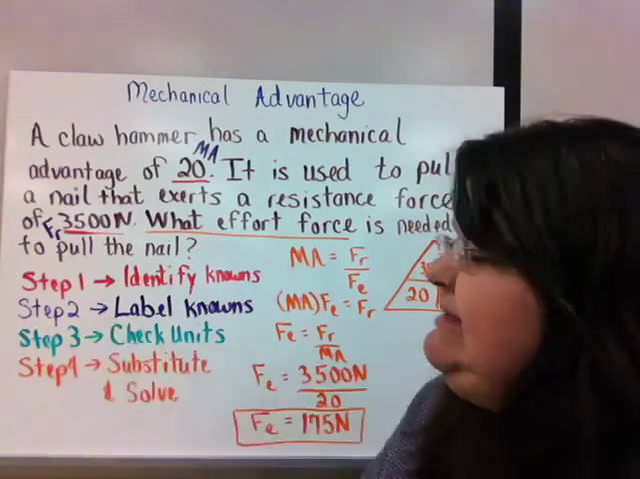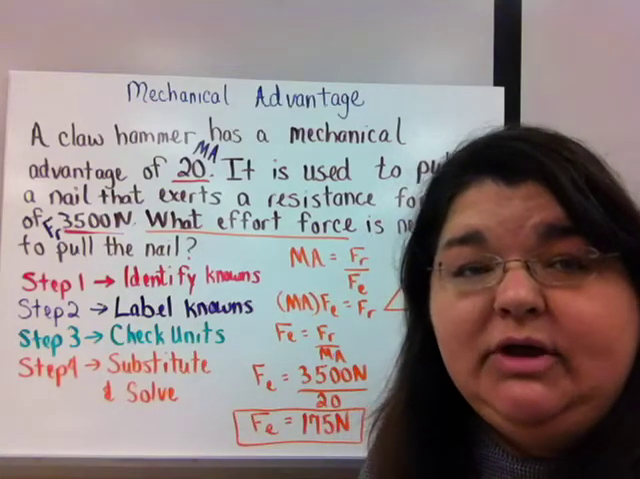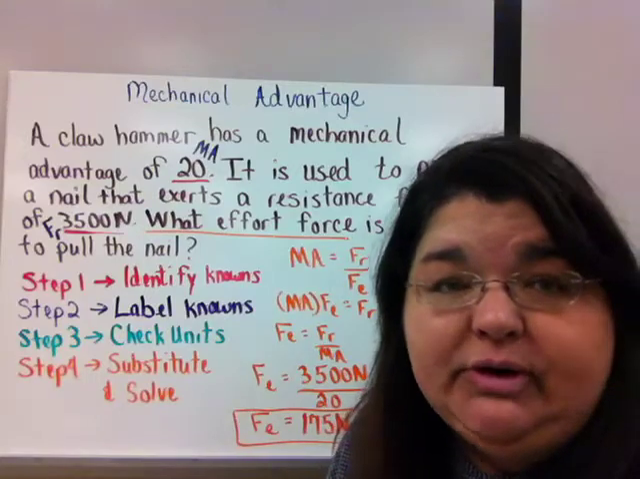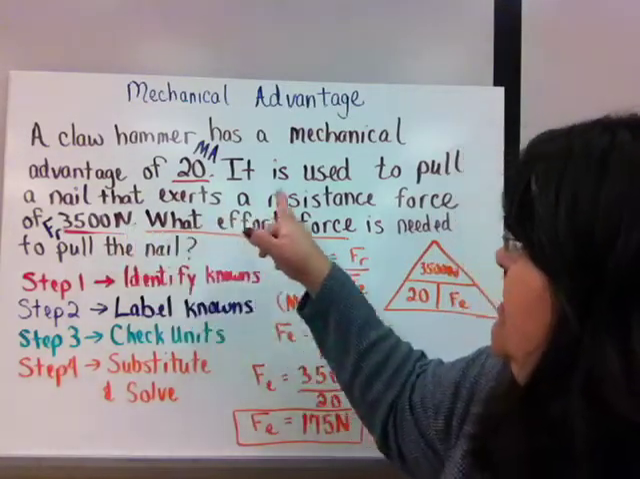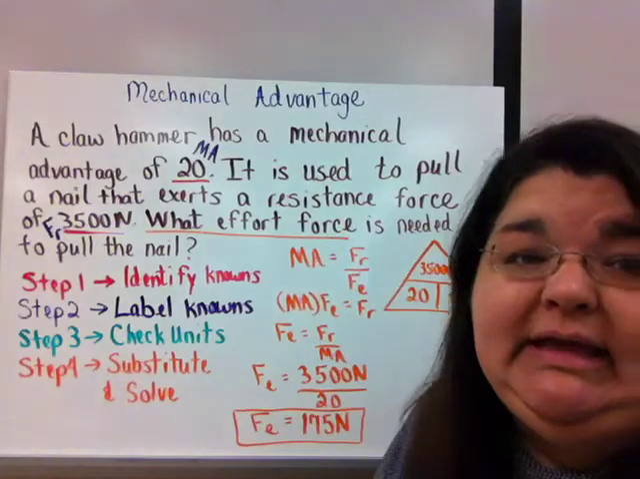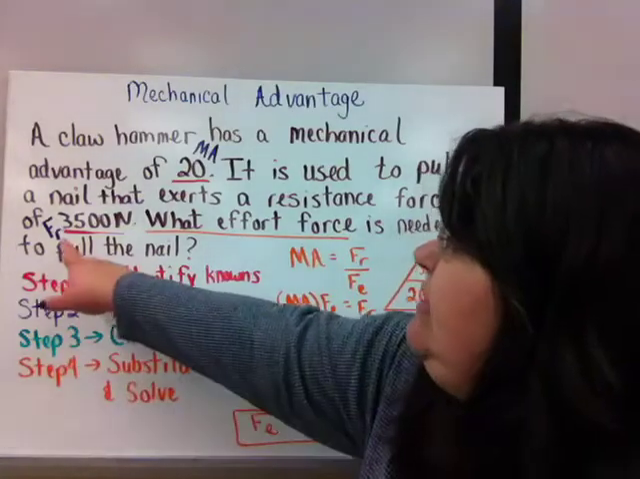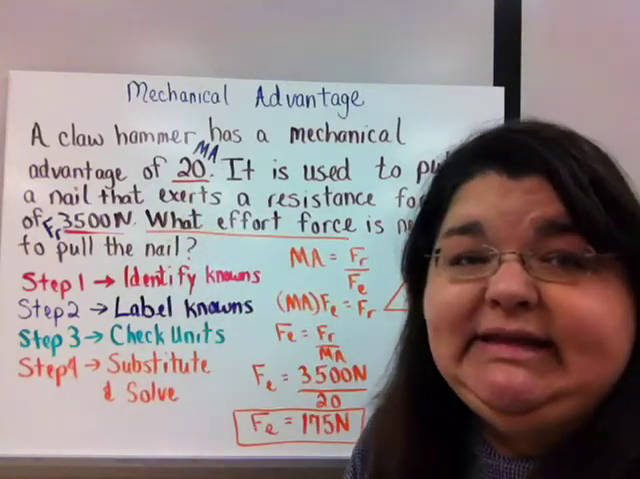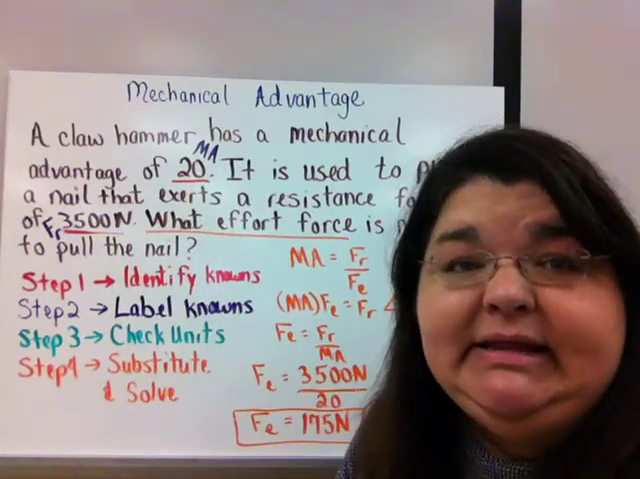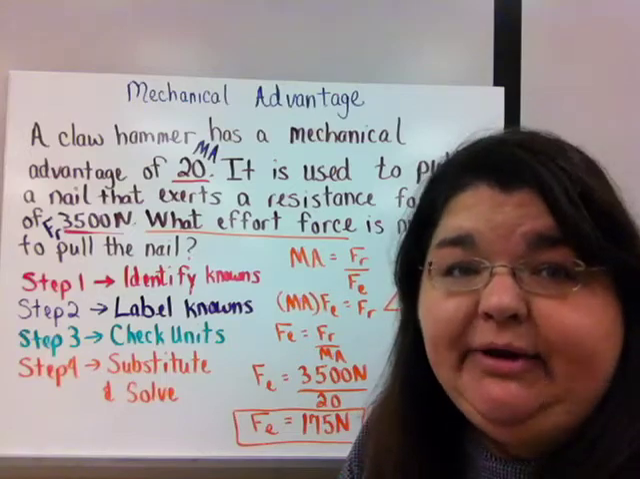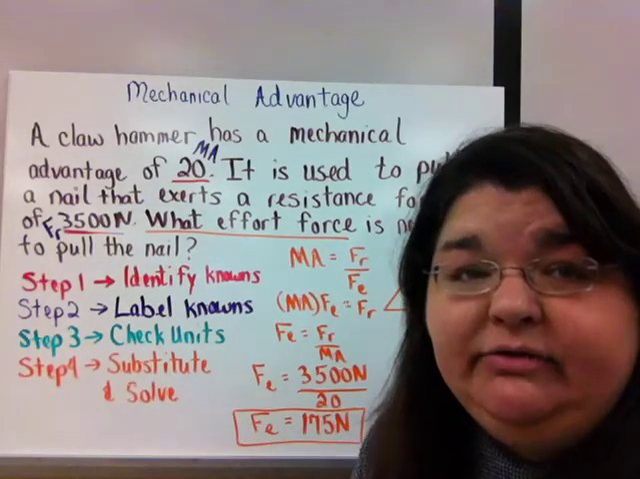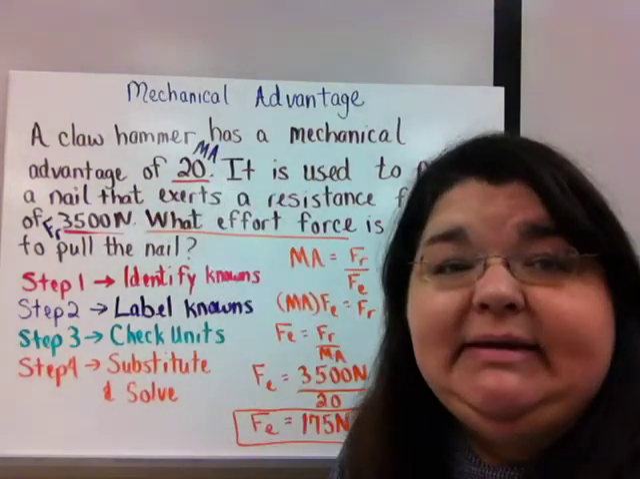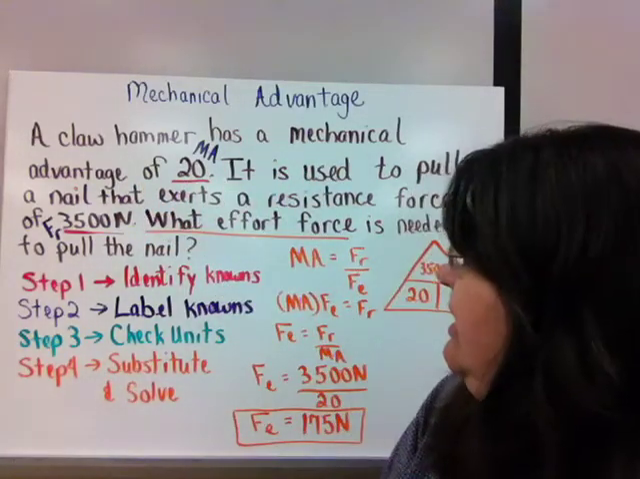Now, my second step is to decide what those knowns are measuring. What does newtons measure? Newtons measures force. Which force is it? Well, when I read the problem, it tells me clearly it is the resistance force. So I label that as FR. This 20 doesn't have a unit. That tells me immediately that it's a ratio or a multiplier. And I know that mechanical advantage is a multiplier. And I see that it is labeled as the mechanical advantage in the problem.